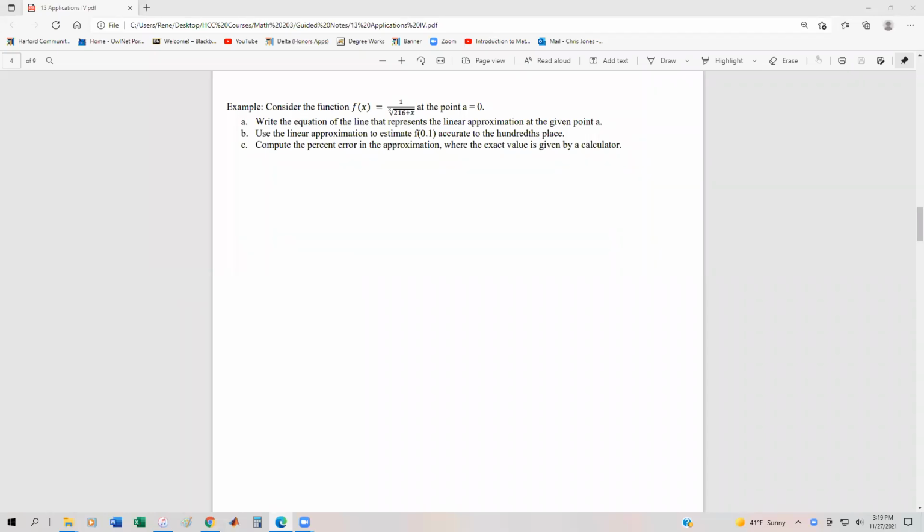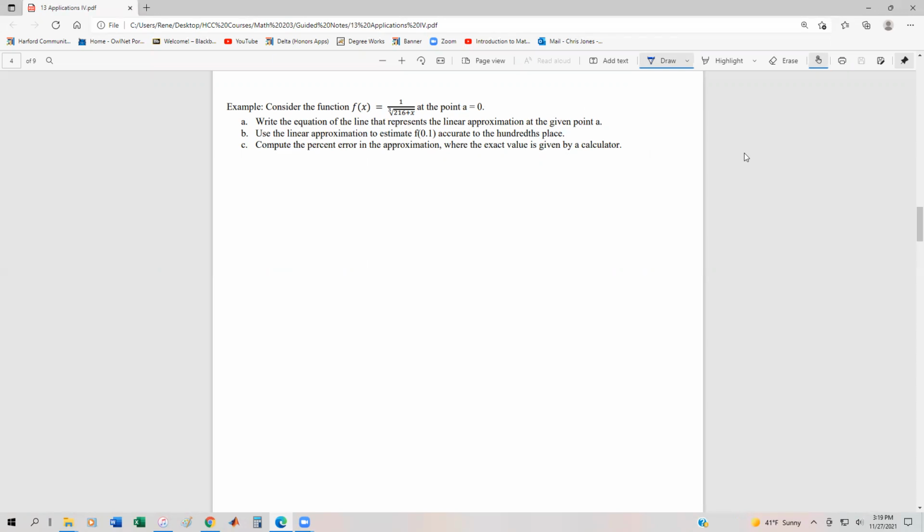Another example of being able to use a local linear approximation to estimate a value. This time we have a little bit more complex function. So we have 1 over the cube root of 216 plus x, and we're considering an anchor point a equals 0. Just like we did in the last video, we are going to find L of x, the local linear approximation. We're going to approximate f at point 1 using the local linear approximation, and then we're going to find the percent error to see whether or not we get a decent approximation or not.